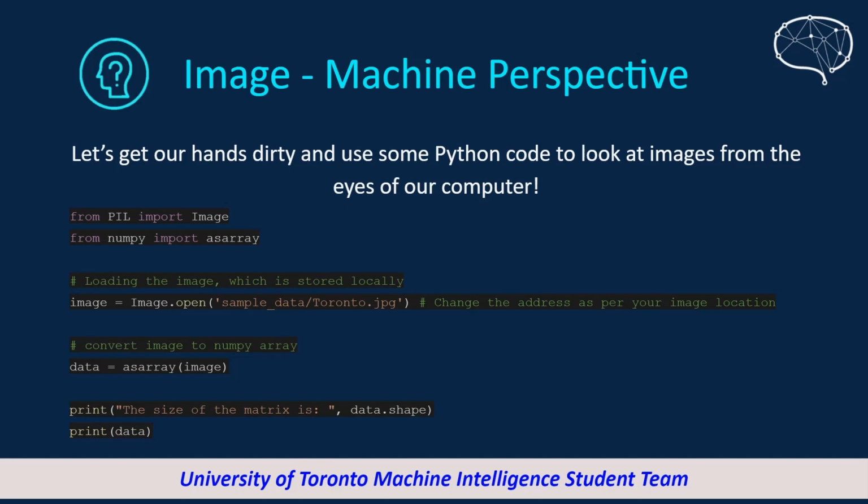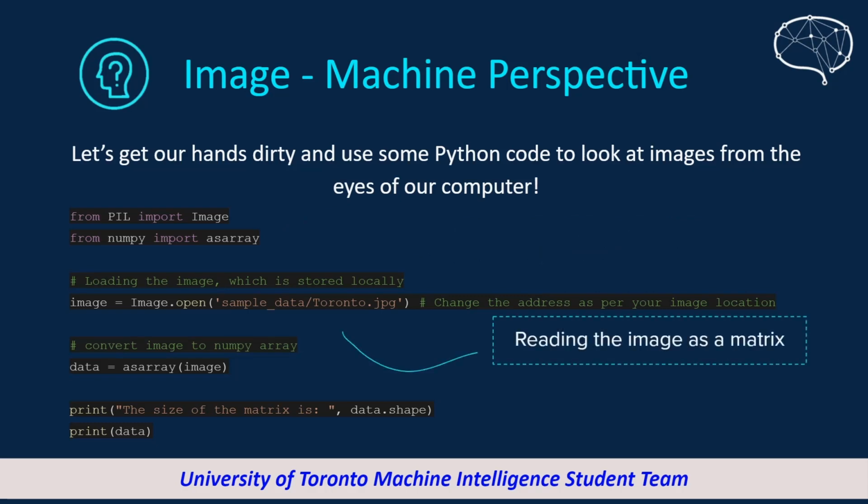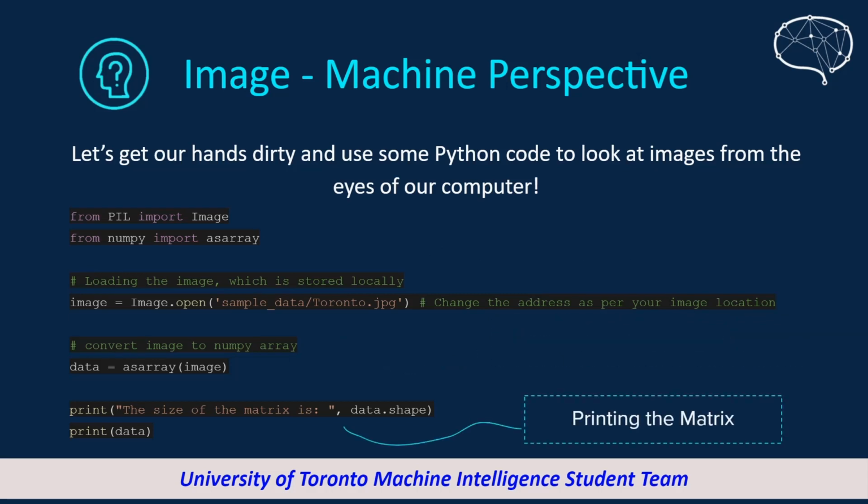And to answer this question, we will write a small Python script. The first step is to import the PIL and the NumPy libraries, which help us with image manipulation and numerical computation respectively. Next, we read the image from a local address and store it in a variable called image. We then transform the image into an array and store it in a variable called data. And then we finally print the image to uncover the way a machine interprets an image.